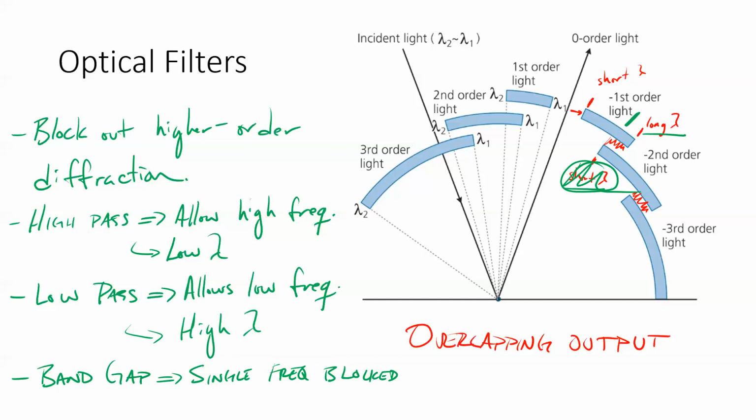When you say low wavelength and high wavelength, does that correspond to long or short? Yeah, good point. A high pass allows short wavelengths through, a low pass allows long wavelengths through. And so if we want to block out those shorter wavelengths from the second order diffraction, then we want to have a low pass filter that allows longer wavelengths to get through.